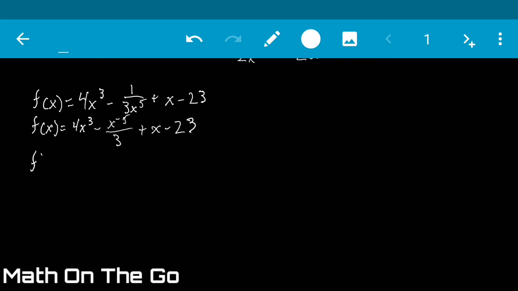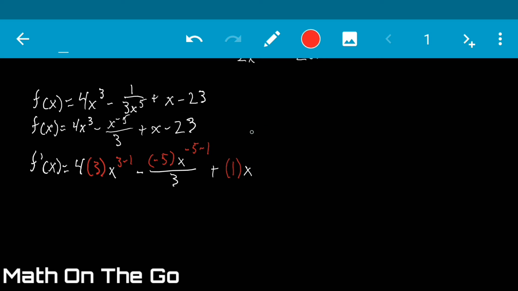So we have f prime of x equals 4 times 3 x to the 3 minus 1 minus negative 5 x to the negative 5 minus 1 over 3 plus, we're going to bring down this 1, x to the 1 minus 1 minus, well, 23 is a constant, so that's just 0.